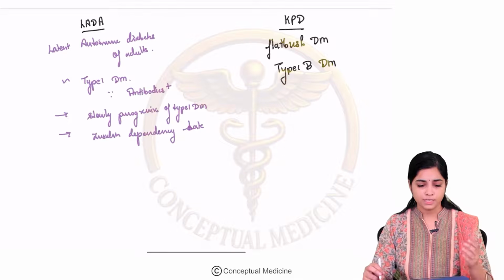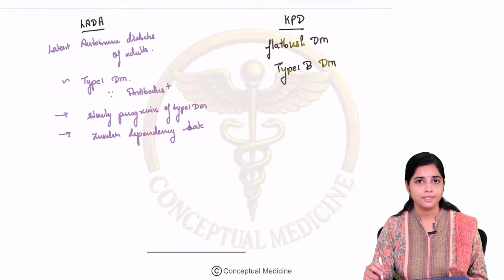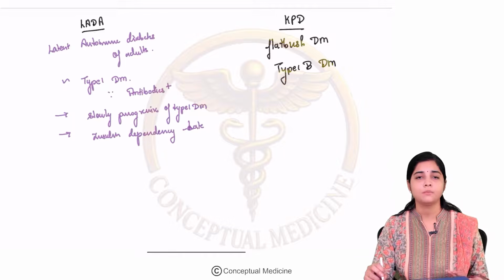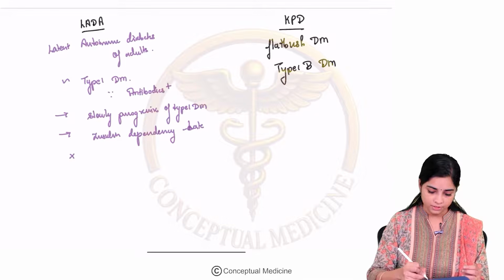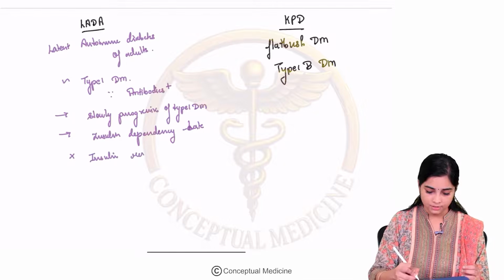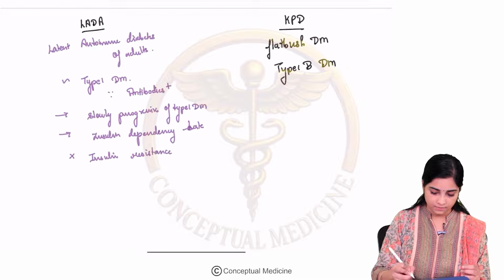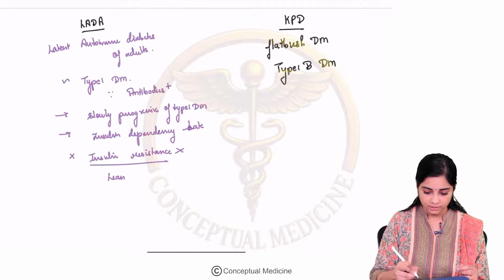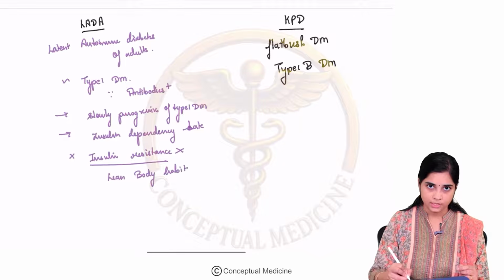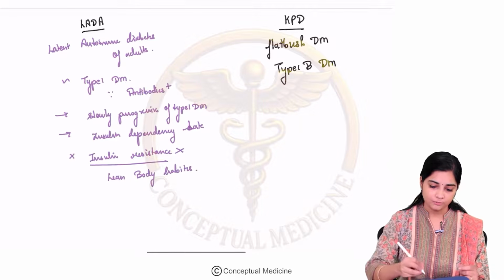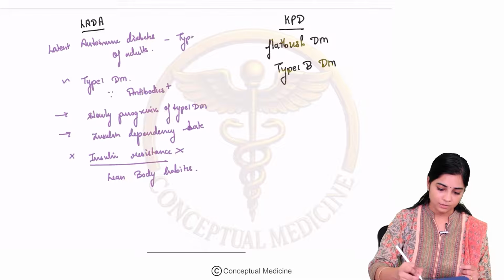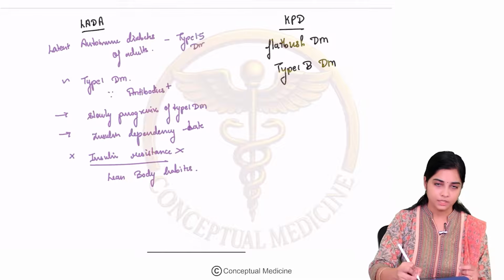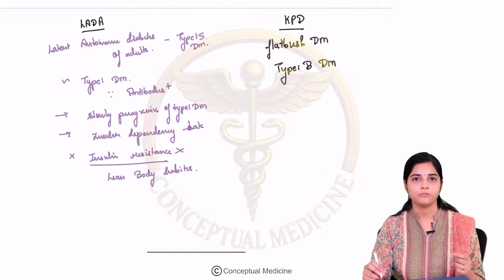Okay. So does it mean that this LADA is like type 2 DM? No, it is not like type 2 DM because there are no features of insulin resistance, and usually it is a lean body habitus. The other name for LADA is type 1.5 diabetes.